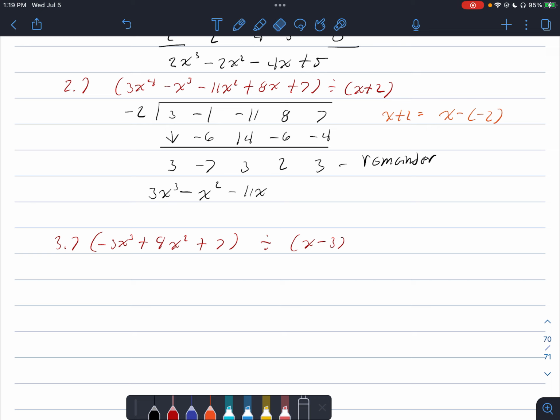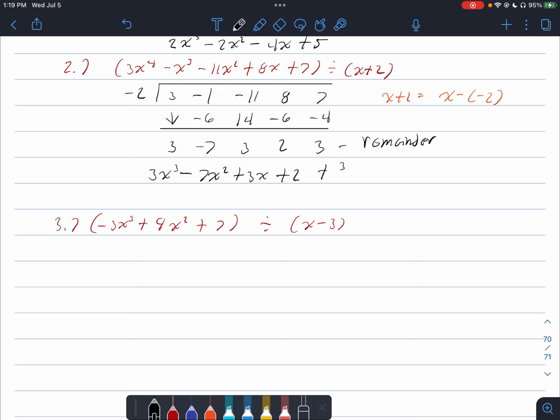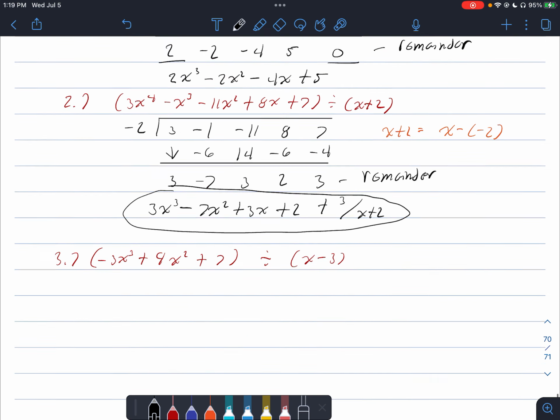Oh, I'm sorry, I'm reading this wrong. I was looking at our initial coefficients here. 3x to the third minus 7x squared plus 3x plus 2. And then we'll have plus 3 divided by x plus 2 at the very end. Okay? So our remainder is 3, and we can also write that as 3 over x plus 2 at the end of this polynomial. So this would be the answer we have for using synthetic division.